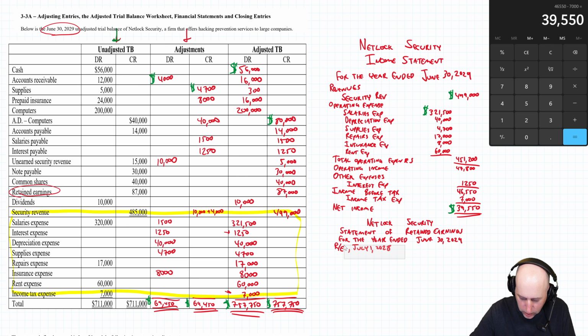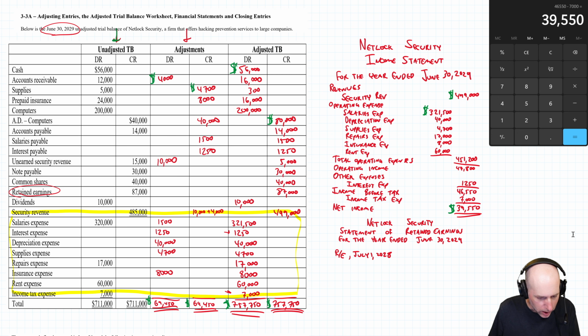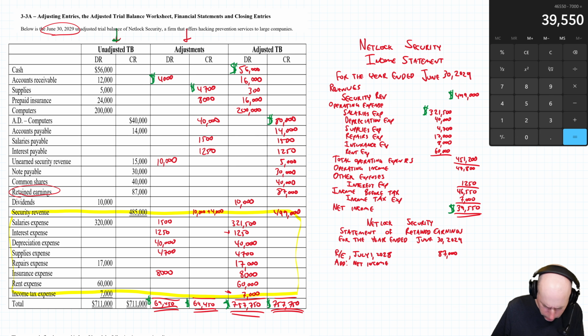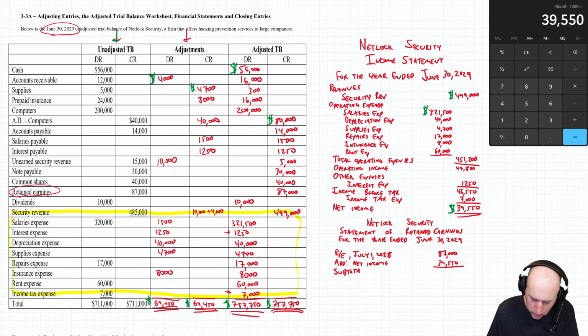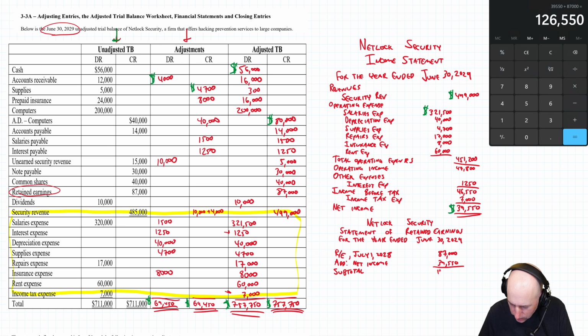And our retained earnings on July 1st, 2028. Maybe I'll leave myself a little space here. Move this down just a notch, yeah, that looks nicer. Was $87,000. We're going to add net income. Our net income was from our income statement, $39,550. We're going to deduct, or subtotal, 87,000 plus 39,550 is 126,550.